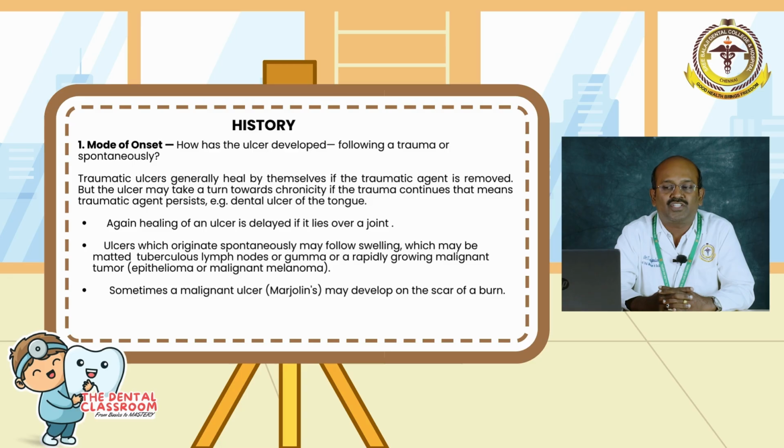Depending on the history of an ulcer, we have to assess where the ulcer lies. If the ulcer lies in a joint, it takes more time to heal. We have to take a history about how the ulcer started, whether it started spontaneously, or whether it started and then has grown into a swelling. Once the ulcer starts growing into a swelling, we have to think of a tuberculous ulcer, a syphilitic ulcer, or any malignant ulcer. Next, we have to think of the malignant ulcer, that's a marjolin's ulcer, which can start from a scar.